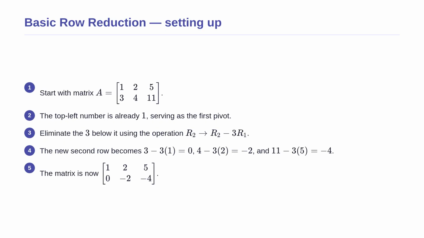Now that we understand the rules, let us convert a simple grid of numbers into reduced row echelon form. We start with matrix A, which has 2 rows and 3 columns. Our goal is to create a staircase of ones with zeros everywhere else in those columns. We work column by column from the left. The top left number is already a 1, serving as our first pivot. We need to eliminate the 3 directly below it. To do this, we take the second row and subtract 3 times the first row from it.